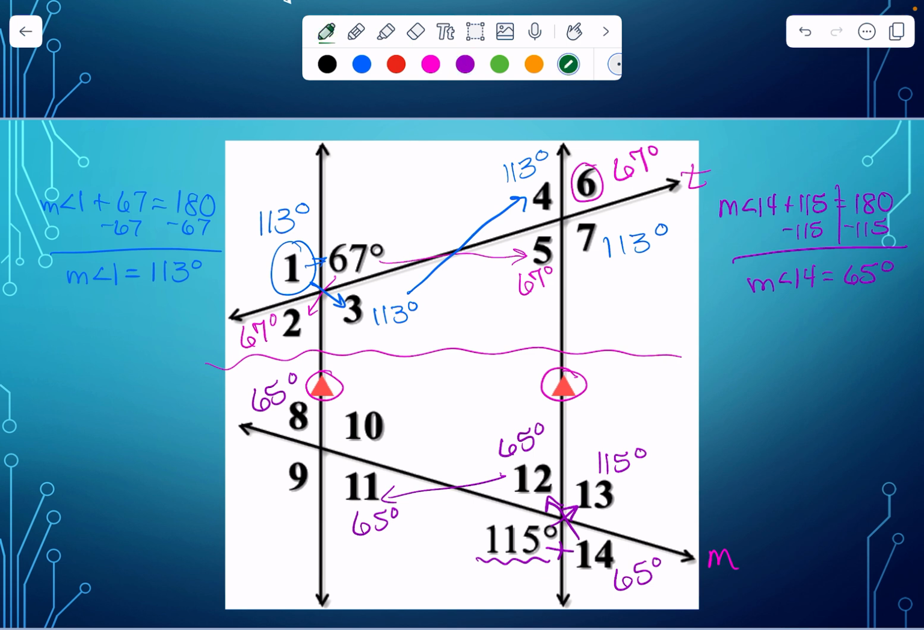Then if I look at the other ones here, 13 and 10 are corresponding, so I know this has to be 115 degrees. And I also know the 115 and 9 are corresponding, so that would also have to be 115 degrees. The object here is to use the things we know based off of the parallel lines cut by a transversal to find all of the missing angles. And that is how we're going to use those angle relationship theorems to prove different values.